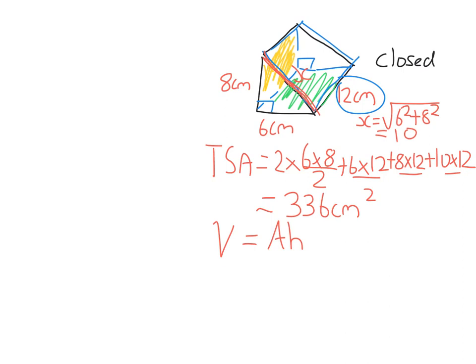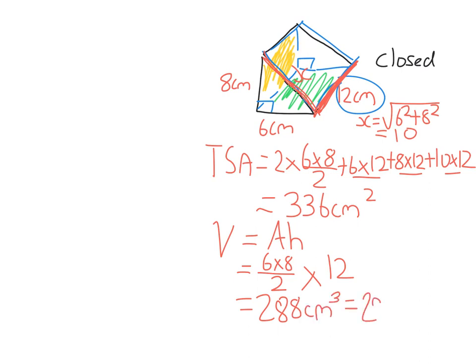So the area of the base is 6 times 8 over 2, which we did before. Base times height over 2 for a triangle. And then we times that by the perpendicular height of the prism. So it's the height of the prism, not the height of the triangular base. So that would be 24 times 12, which is 288 centimeters cubed. And as we saw before, that means it holds 288 milliliters.